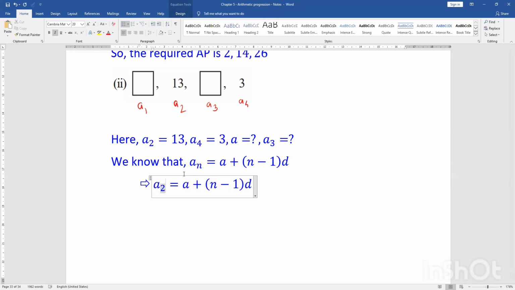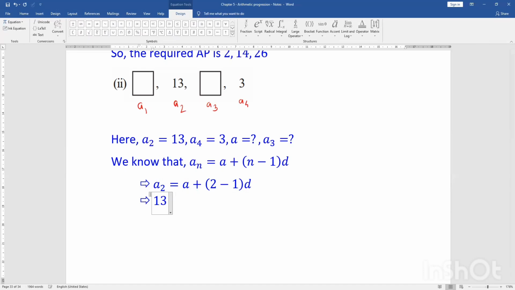So a2. Now what will a2 become? A2 becomes a plus n minus 1, that is 2 minus 1 into d. Okay. In the next step, what is A2 value? A2 value is 13. So let us write that 13 equals A plus 2 minus 1, which is how much? 1. 1 into D is D. So that's why A plus D will be the first equation.